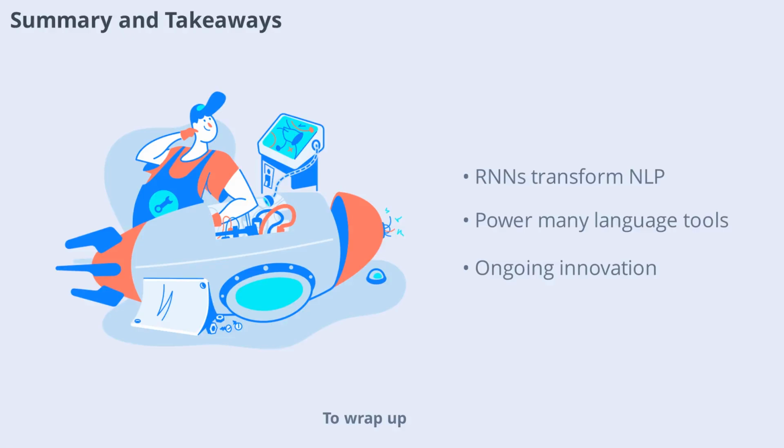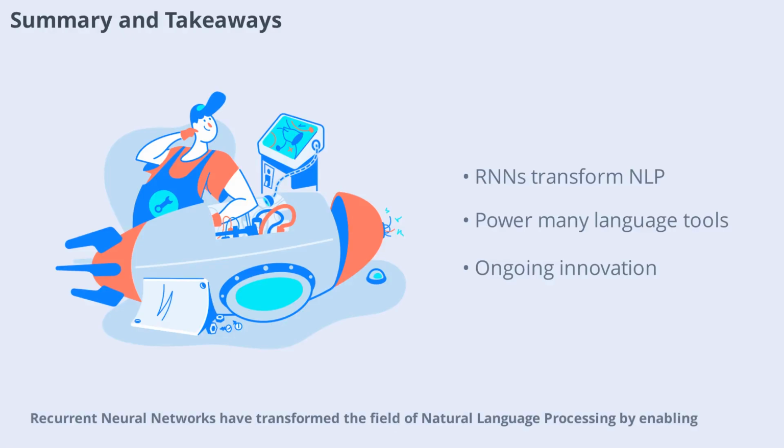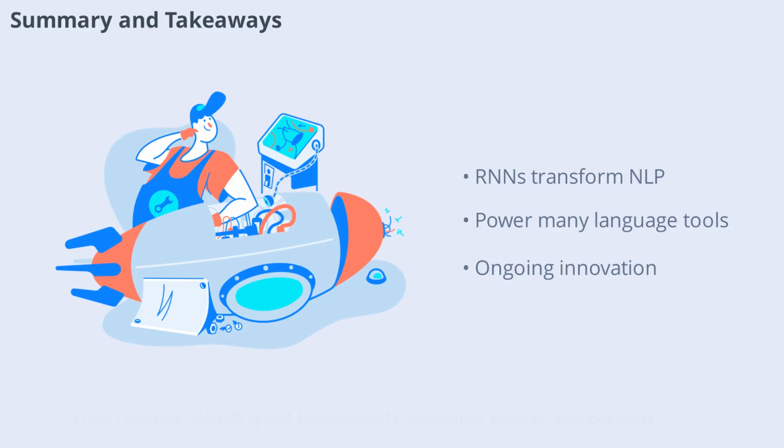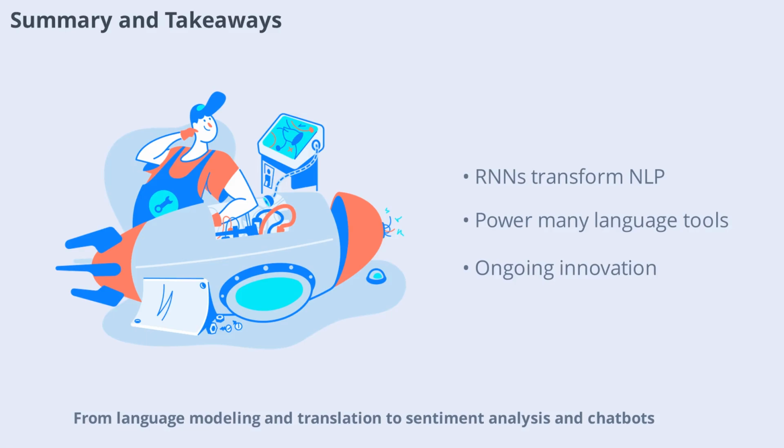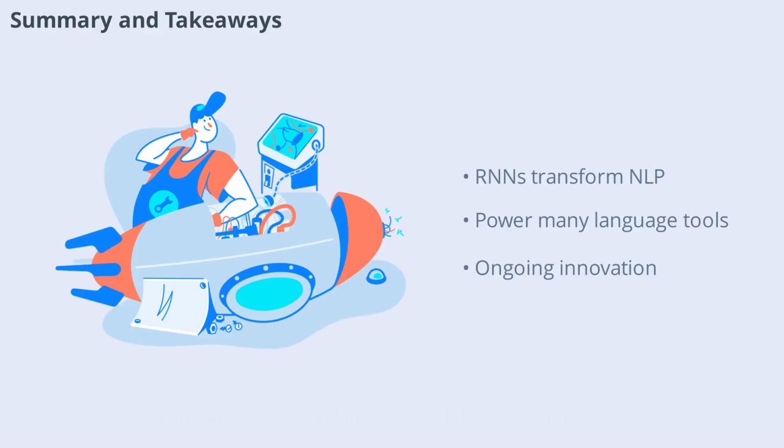Wrap up: recurrent neural networks have transformed the field of natural language processing by enabling computers to understand and generate human language in a way that was previously impossible. From language modeling and translation to sentiment analysis and chatbots, RNNs power many of the tools we use every day. While challenges remain, ongoing innovations continue to expand their capabilities. Understanding RNNs is key to appreciating the incredible progress in NLP and the exciting future ahead.